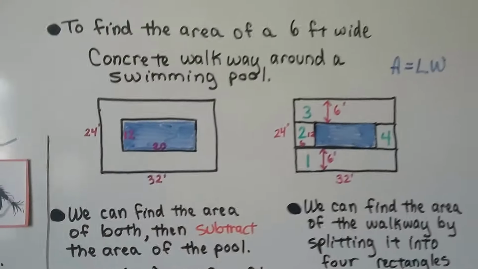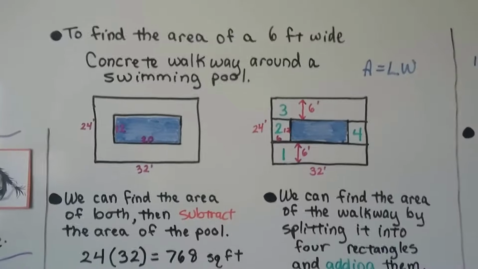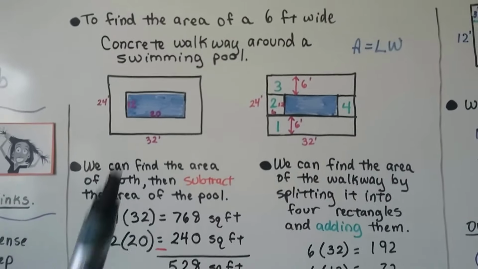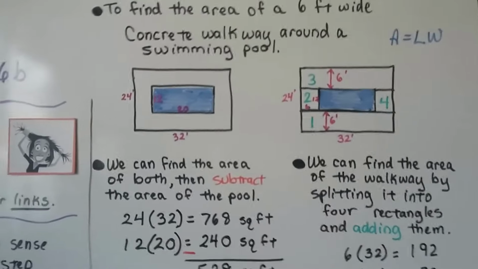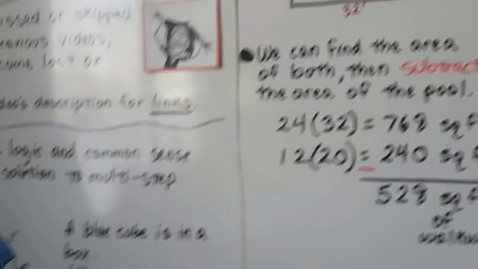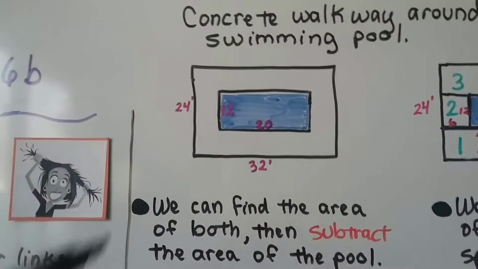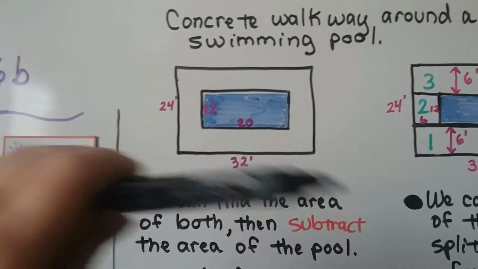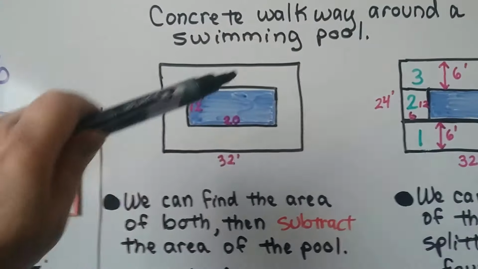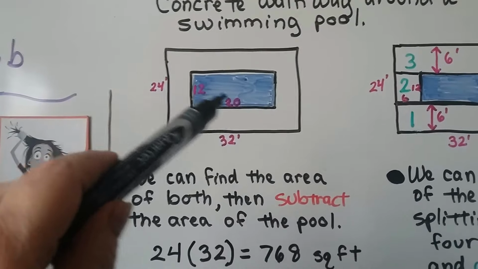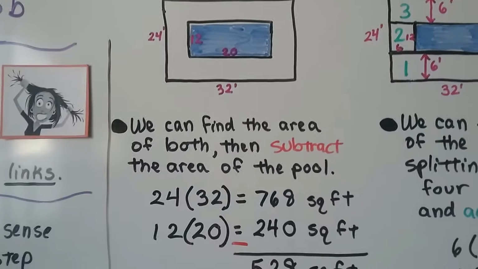To find the area of a 6-foot wide concrete walkway around a swimming pool, well, area is length times width. There's 2 ways to do this. We can use subtraction or we can use addition. If we do subtraction, it's going to be just like we did with this box and the blue cube. We find the area of the big rectangle, 24 feet by 32 feet, as if that center was not there, as if it was just one big white rectangle. Then we do the 12 times 20, and we find the difference.